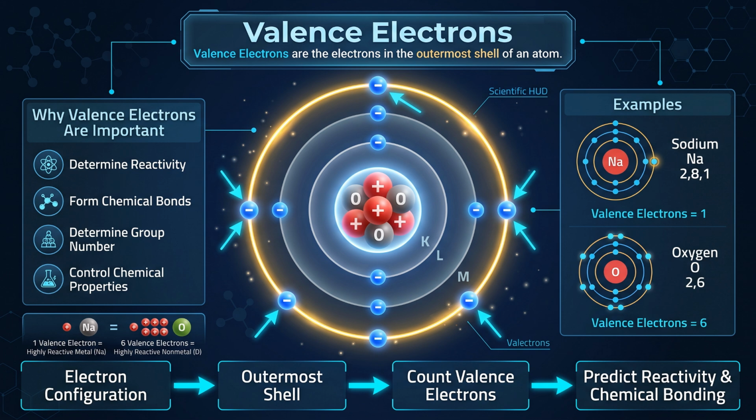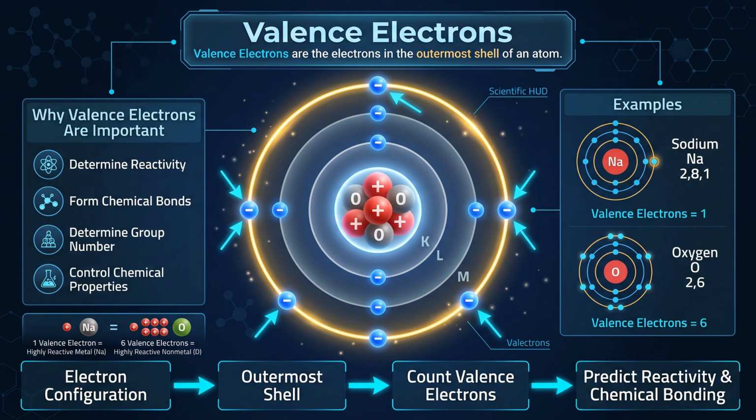For example, hydrogen, 1s1, 1 valence electron. Helium, 1s2, 2 valence electrons. Lithium, 1s2 2s1, 1 valence electron. Carbon, 1s2 2s2 2p2, 4 valence electrons. Nitrogen, 1s2 2s2 2p3, 5 valence electrons. Oxygen, 1s2 2s2 2p4, 6 valence electrons. Fluorine, 1s2 2s2 2p5, 7 valence electrons. Neon, 1s2 2s2 2p6, 8 valence electrons. Sodium, 1s2 2s2 2p6 3s1, 1 valence electron. Calcium, 1s2 2s2 2p6 3s2 3p6 4s2, 2 valence electrons. As you can see, the last number in the electron configuration immediately tells us the number of valence electrons.